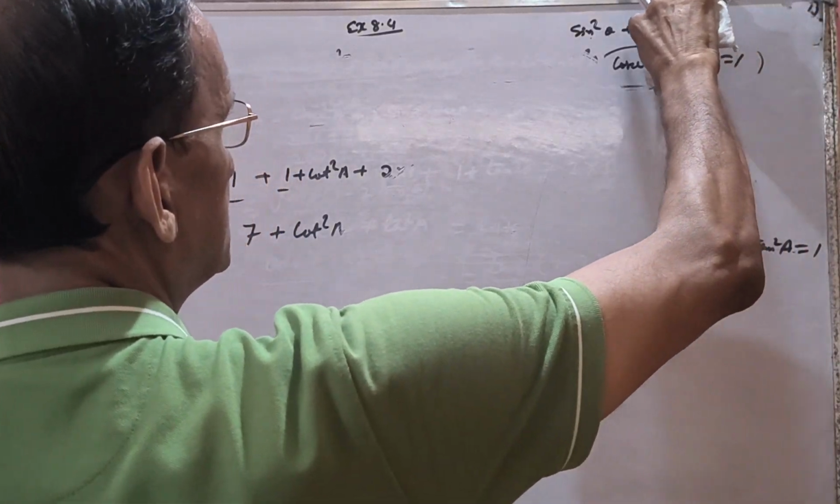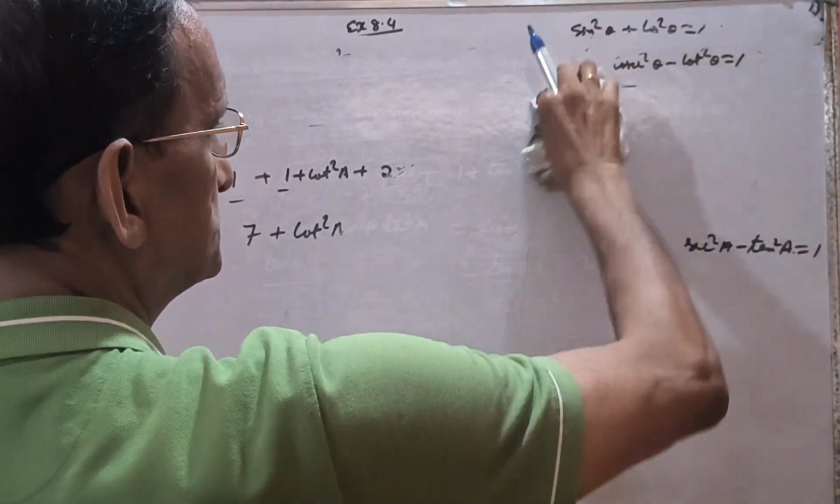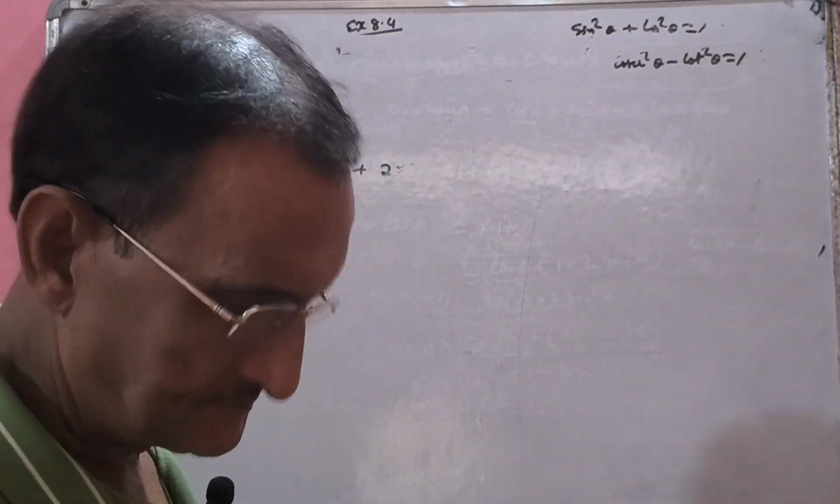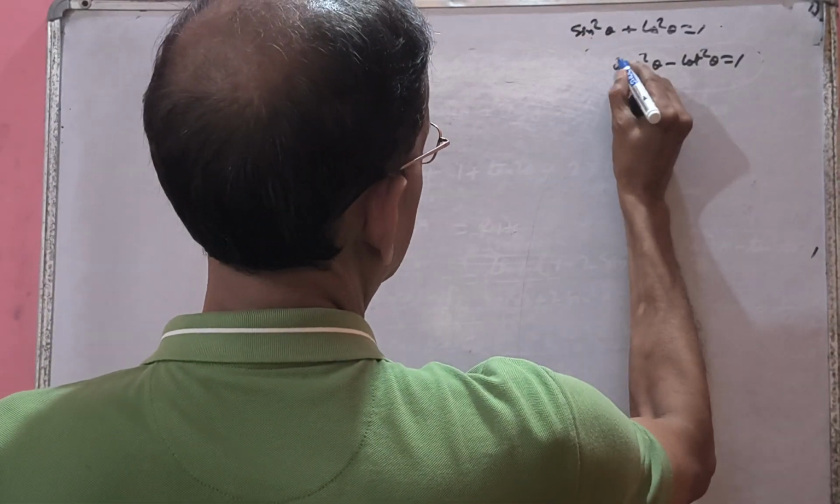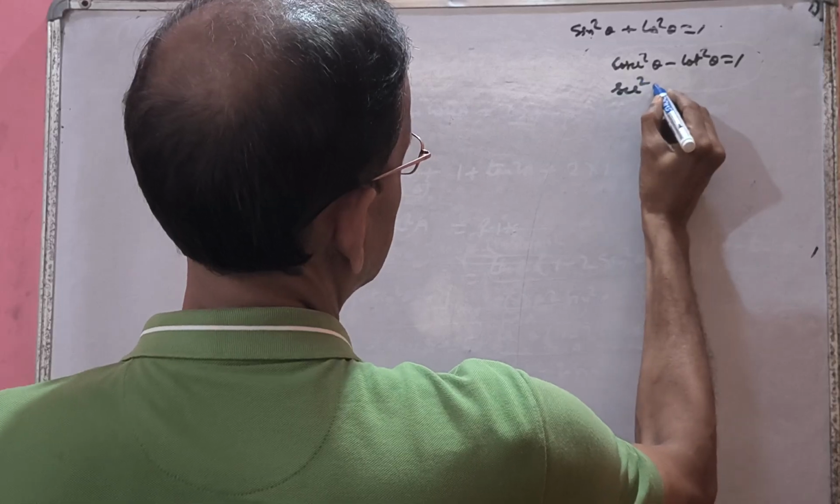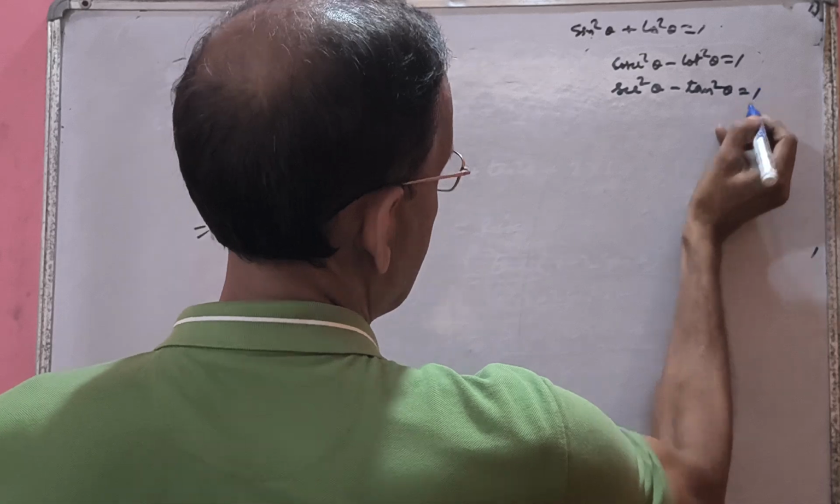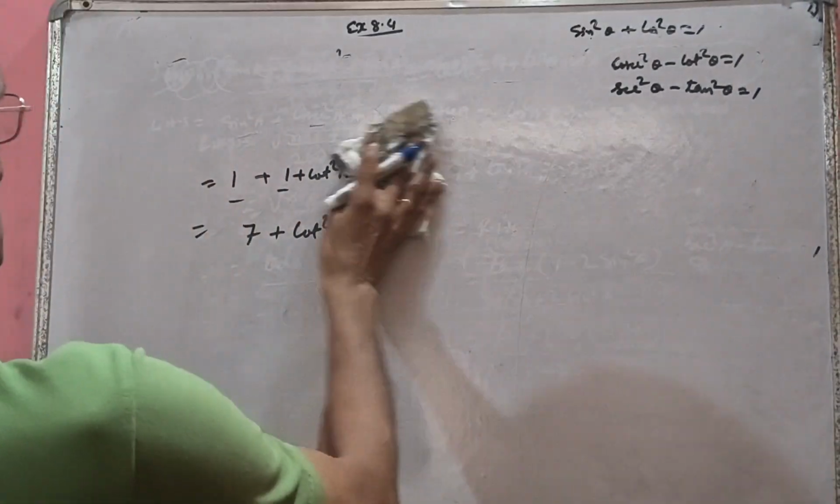These 3 identities are needed, so I can leave them here. Or I can write here also. Number 1, this is 2 cosec square minus cot square. Third one only 3, sec square minus tan square. Okay, now we will proceed to the next sum.